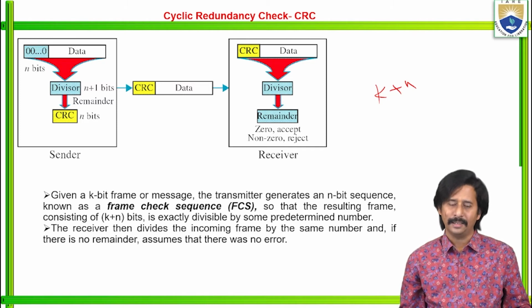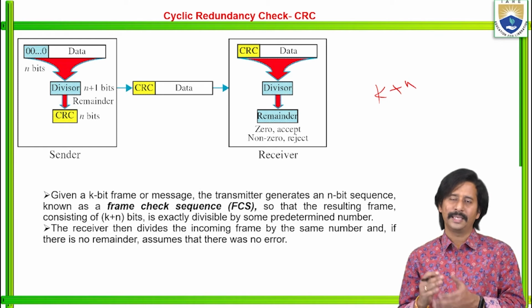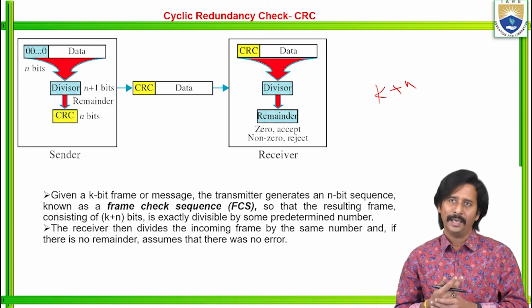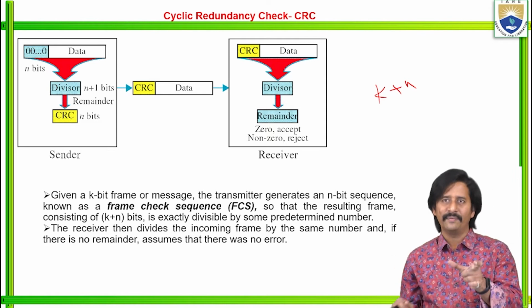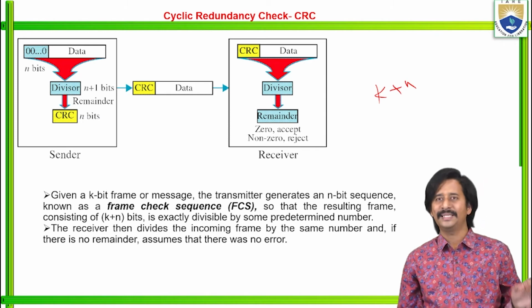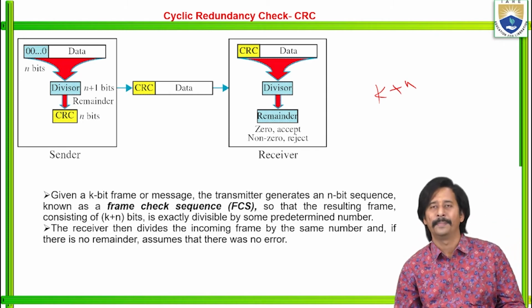so that the resulting frame consists of k plus n bits, because each and every frame is numbered as frame 1, frame 2, frame 3 and so on, up to k frames. So each frame has the n bits added, giving k plus n bits which is exactly divisible by some predetermined number.